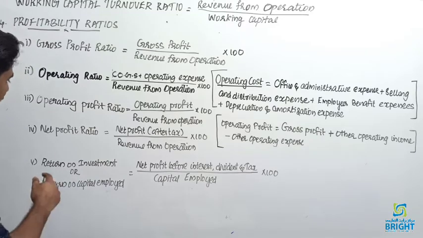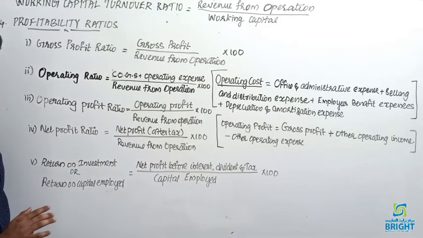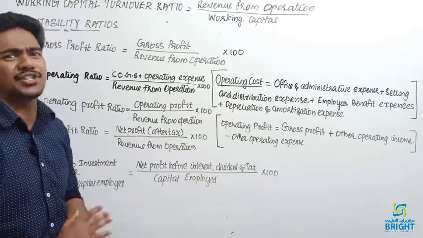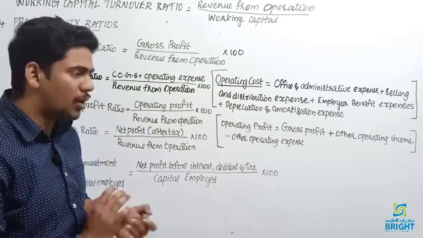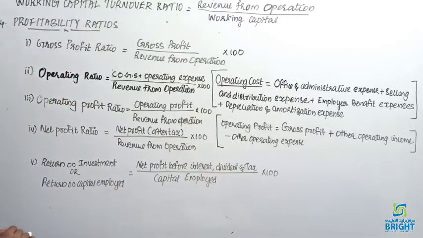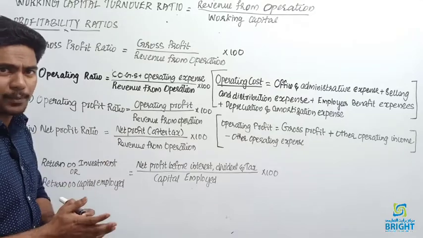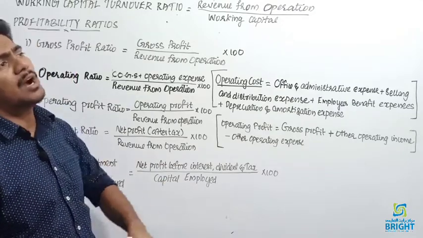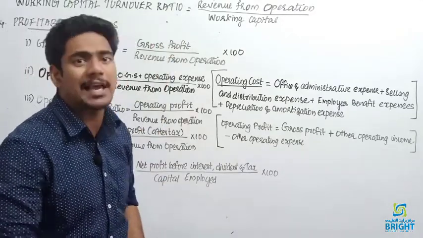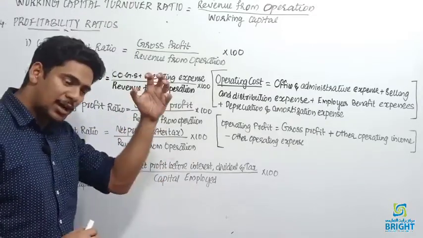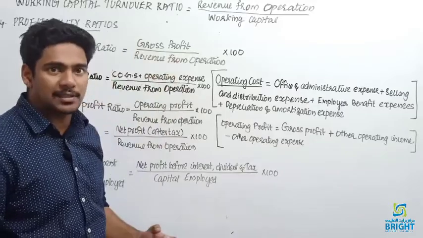Right, then net profit ratio. This is very important. Net profit ratio shows the overall efficiency of the business. See here how to calculate the net profit. You know the formula to calculate net profit. Before finding the net profit, you have to deduct all kinds of expenses and add all kinds of incomes to the gross profit.